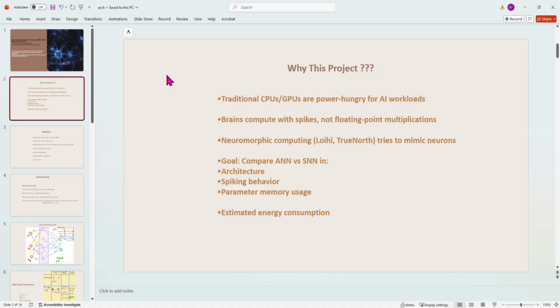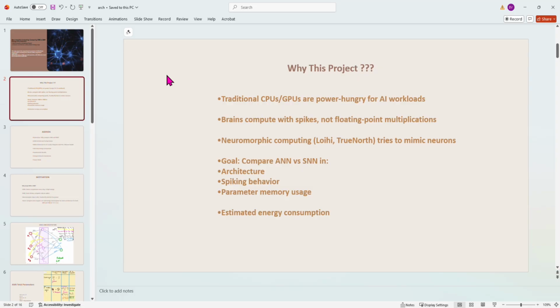The human brain does not work like that. Our brain communicates through spikes, small electrical pulses. Neurons fire only when they are necessary, which makes biological computation extremely energy efficient. So this has inspired neuromorphic computing.